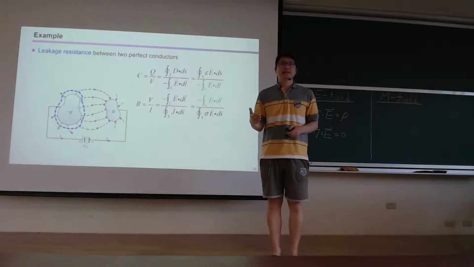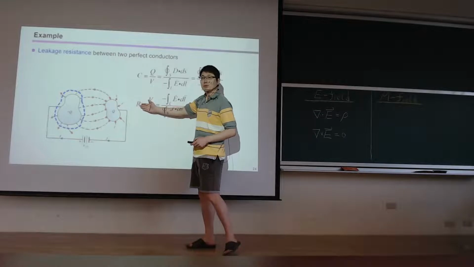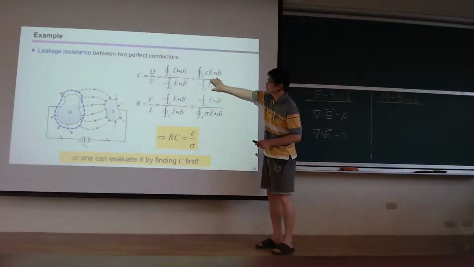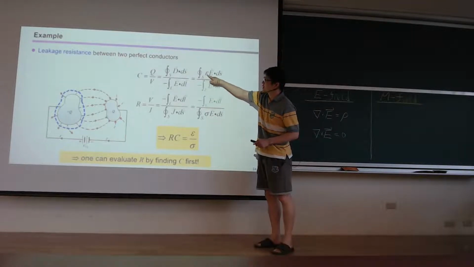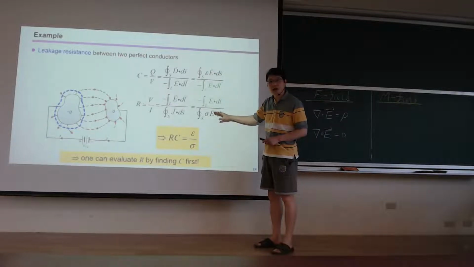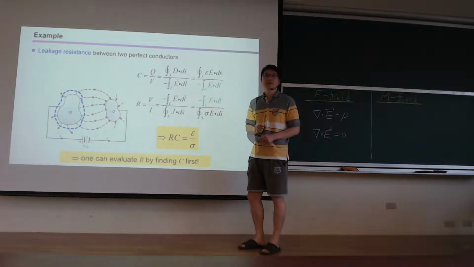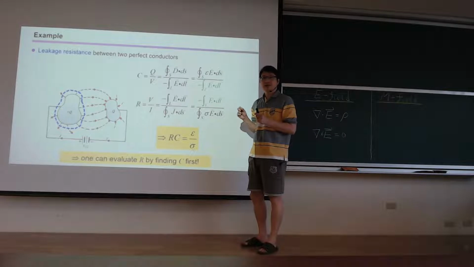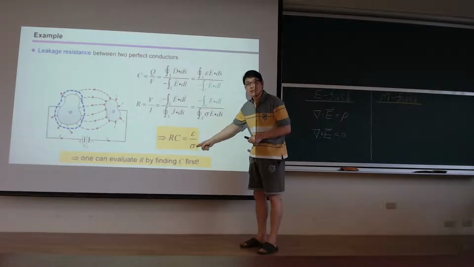Well, we can eliminate the presence of V by multiplying capacitance by resistance, right? If we multiply these two quantities, this one is canceled by this one, and then in the numerator, we have the closed surface integration of epsilon E, and in the denominator, we have the closed surface integration of sigma E. Both integrations are calculated over the same surface. So basically, point by point, you have an evaluation of the epsilon to sigma ratio.